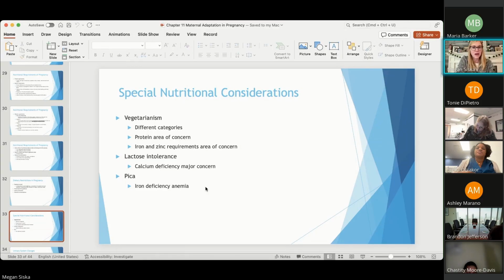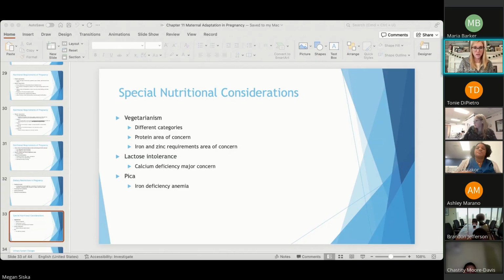And then something strange that can happen in pregnancy is this condition called pica. And some of you may have experienced this. I feel like every time I teach this, I have a student who's like, yeah, I had that, or my sister had that, or that's really common in my culture. So pica is where you have this craving, this urge to eat something that is not nutritional. It has no nutritional value.